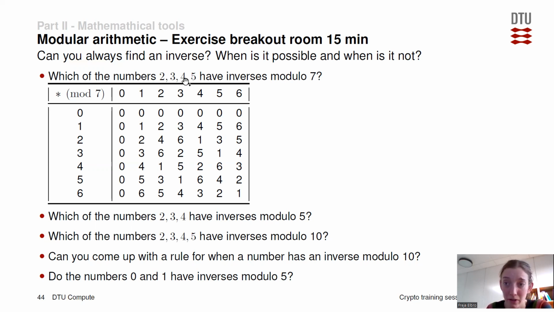I want you to think about the rest of these numbers modulo 7. Then I want you to do the same modulo 5, and then modulo 10. Then try to generalize what you've learned and see if you can come up with a rule for when a number has an inverse modulo 10. And finally, think about whether the numbers 0 and 1 have inverses modulo 5.